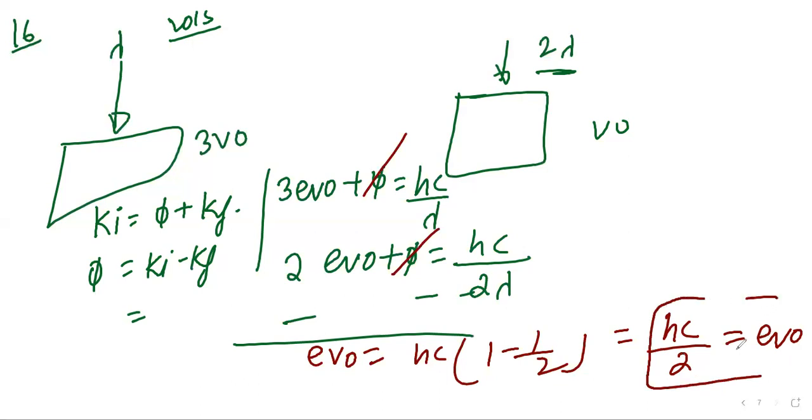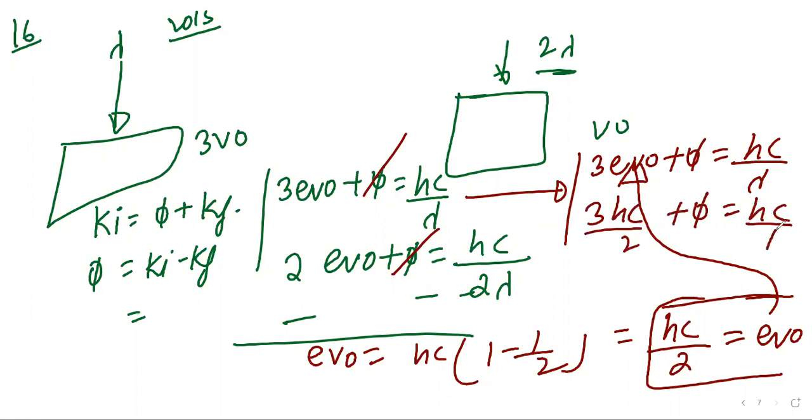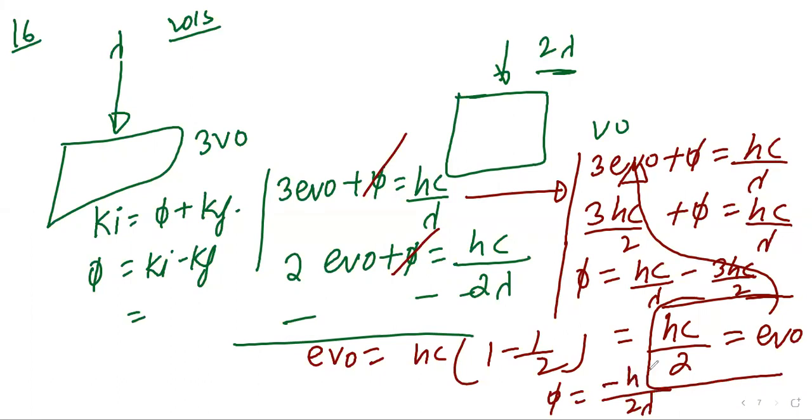Now put hc by 2 equal to eV naught, or instead of eV naught, so we'll get phi. So put here. So 3 eV naught plus phi equal to hc by lambda. Put here eV naught value. So it is 3 hc by 2 plus phi equal to hc by lambda. So find phi value. So it is hc by lambda minus 3 hc by 2. So phi, LCM is 2 lambda. So minus of hc by lambda आएगा, ठीक है, 2 lambda.